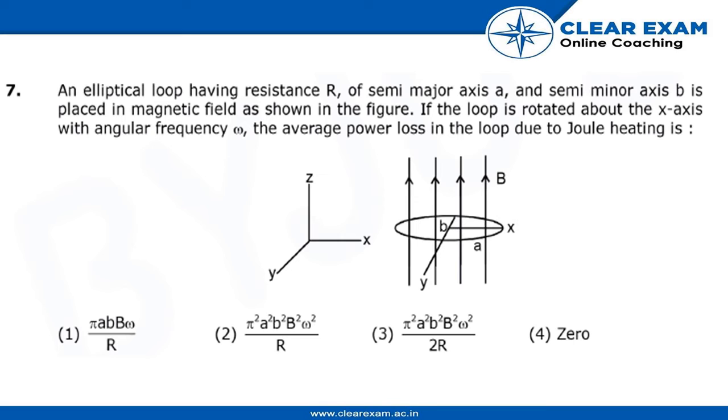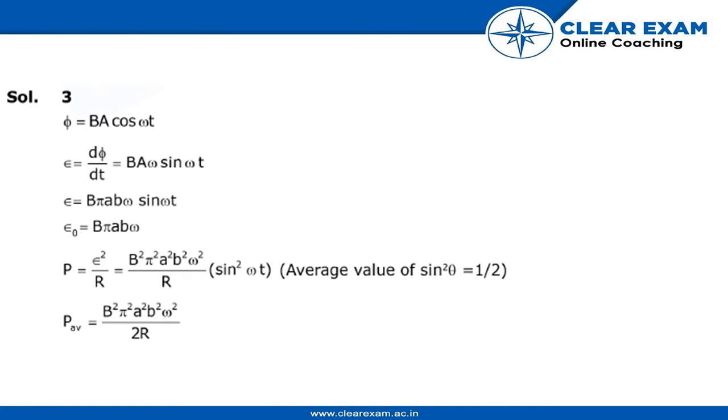So now let's understand the solution for this question. Here it is given that phi, that is flux, is equal to BA cos omega t. We know that it's a simple thing we studied in class 11th in physics. So the flux is equal to BA cos omega t.